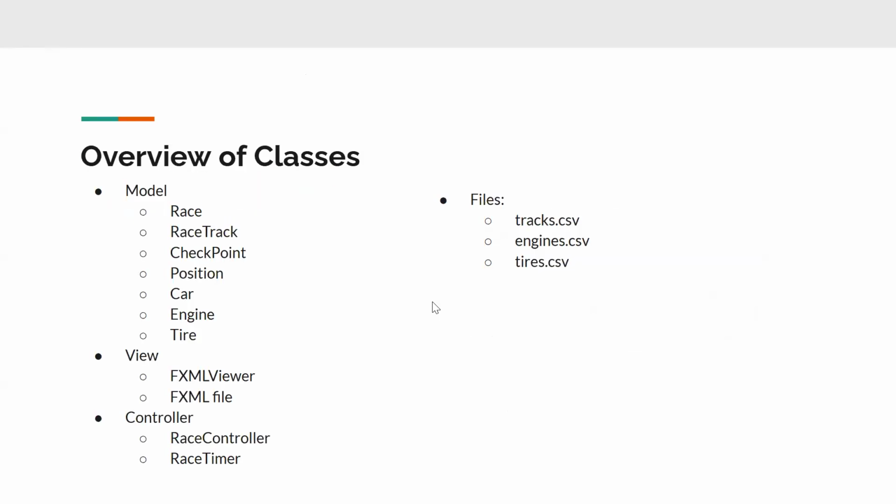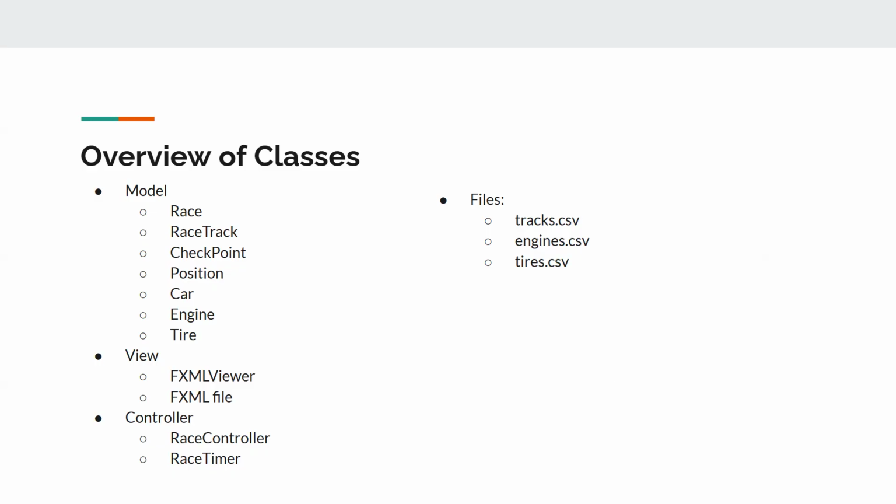Here's a simple overview of our classes we used for the game, starting from the models. The models being race, racetrack, checkpoint, position, car, engine, and tire, which are the core game logic and data.